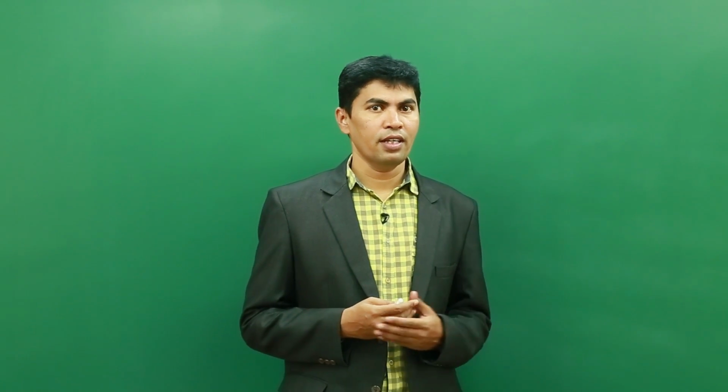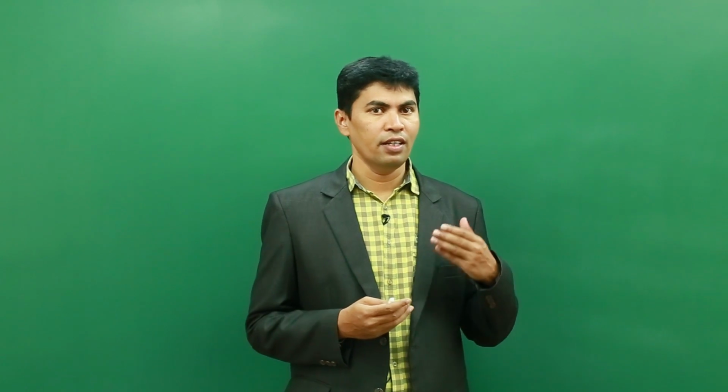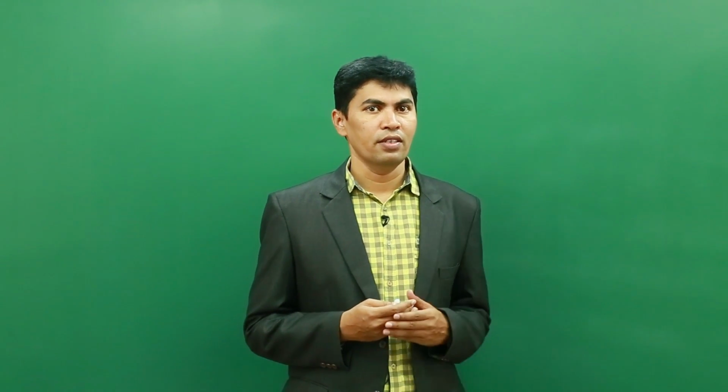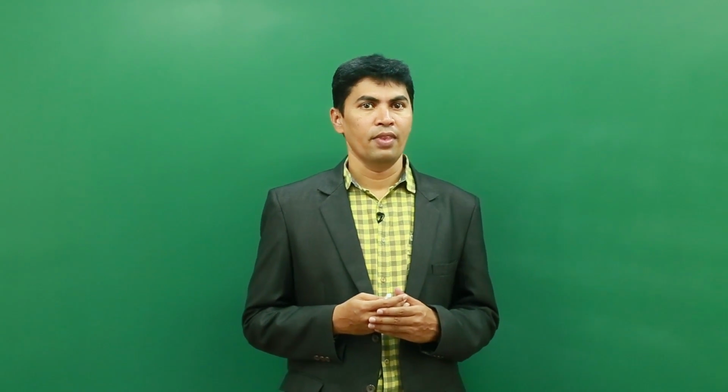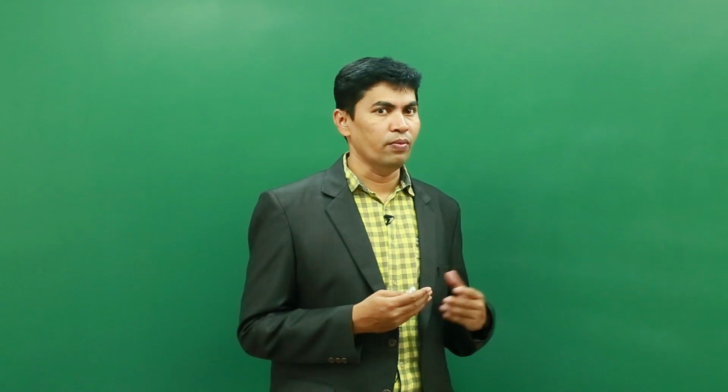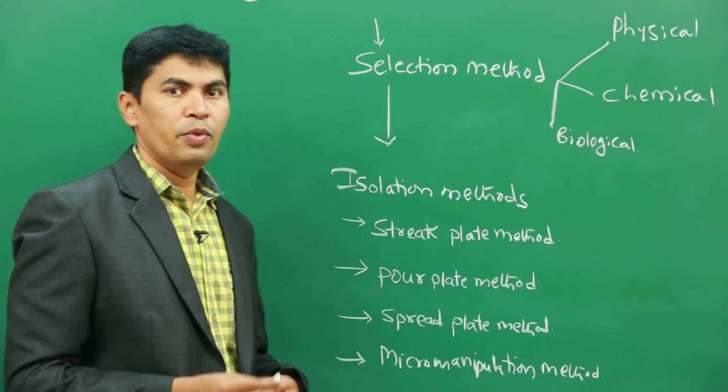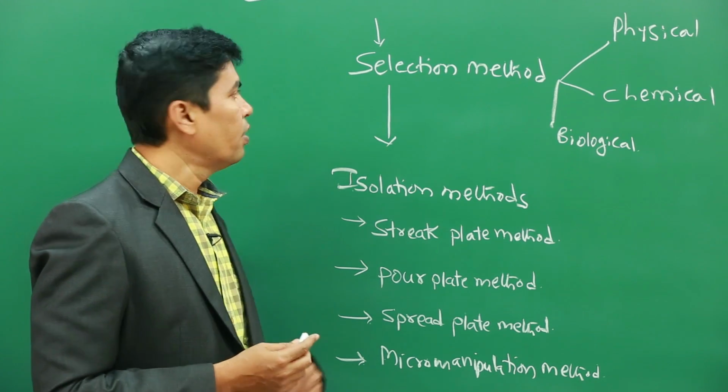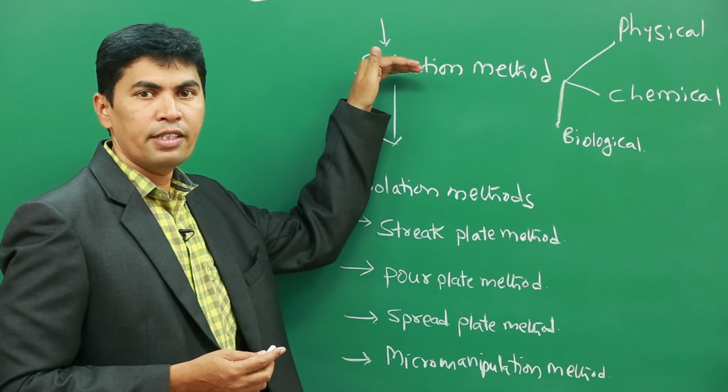Now pure culture is the one which contains only a single species, a bacteria which contains only one species. So this is called a pure culture. Now, coming to the various types of isolation methods, we will come to know now. To get a pure culture out of a sample, first we have to go for selection methods.